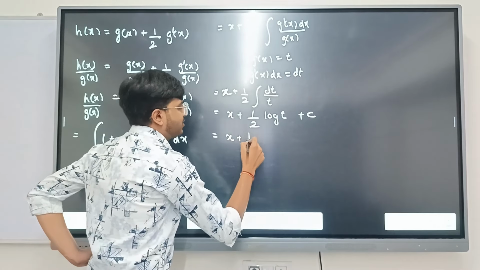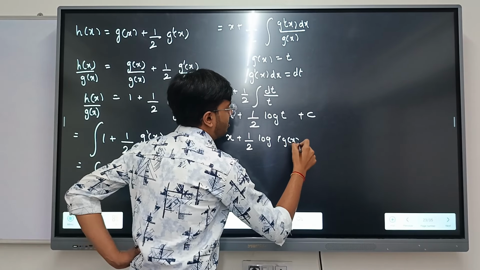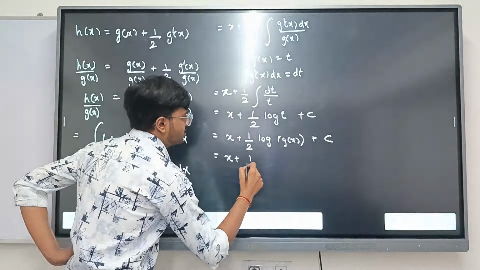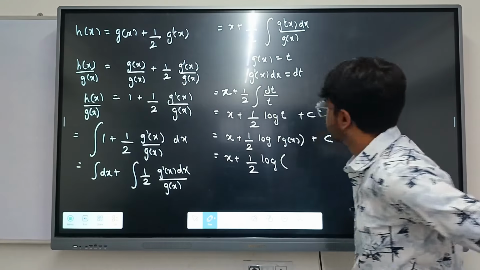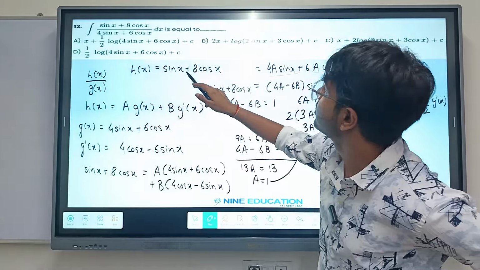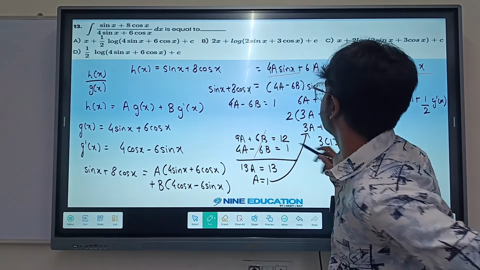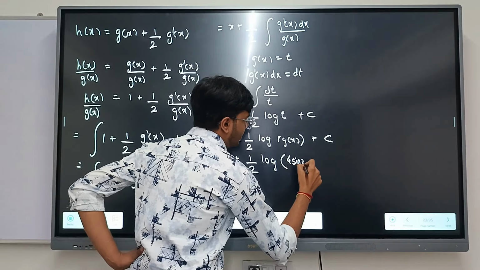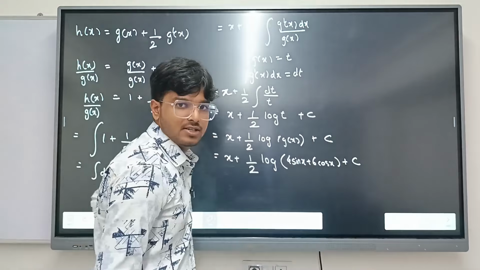So x plus 1 by 2 log t, where t was g of x, log of g of x plus c. What was our g of x in terms of sine? Our g of x in terms of sine was 4 sin x plus 6 cos x. So x plus 1 by 2 log of 4 sin x plus 6 cos x plus c will be our solution.